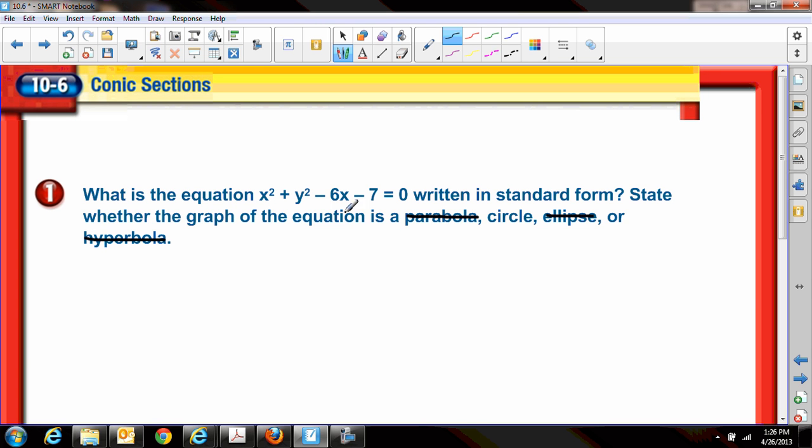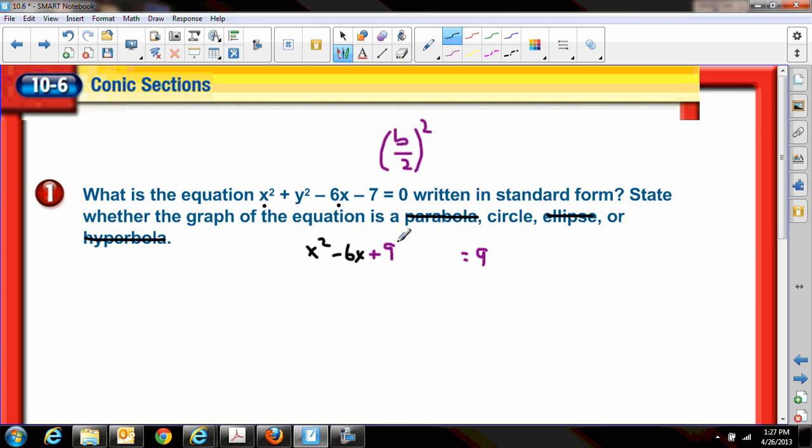Now, once I know it's a circle, I try to make it look like a circle. The big thing I notice here is there's an x squared and there's an x, which means we are completing the square. X squared minus 6x. Remember, to complete the square, we take the b term, divide it by 2, and square it. So 6 divided by 2 gives me 3. Square it, we get 9. And remember, if you add 9 to one side, you have to add 9 to the other side as well.